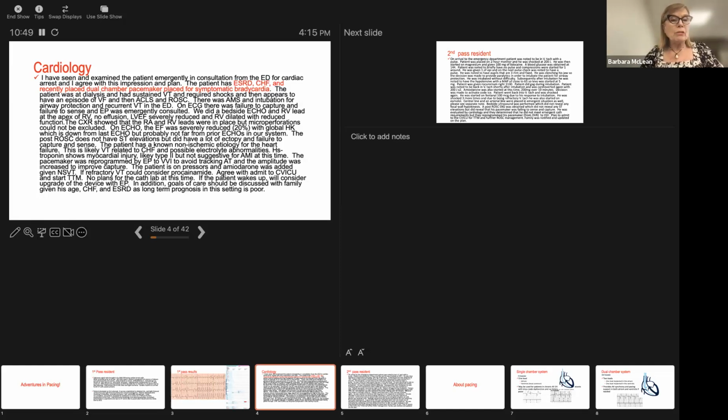So we're going to wait till he's out of TTM. And if he wakes up, we'll take him and upgrade the device and reprogram the device in the electrophysiology lab. We're not going to do it at the bedside. Can't really do what needs to be done at the bedside. Don't want to take him to the cath lab to go to the EP lab with his instability.